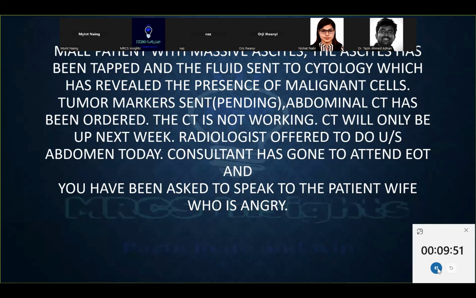A male patient with massive ascites. The ascites has been tapped and the fluid sent to the cytology, which has revealed the presence of malignant cells. Tumor marker sent, pending. Abdominal CT has been ordered, but the CT scan is not working. CT will only be up next week. Radiologist offered to do ultrasound abdomen today. Consultant has gone to attend EOTN. You have been asked to speak to the patient's wife who is angry.